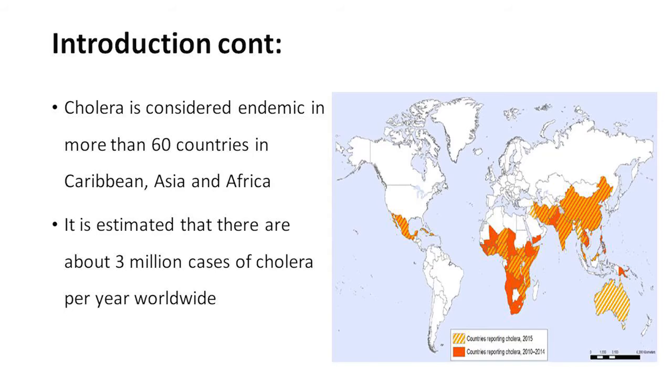But chromosome number 2 is the one responsible for the evolution of Vibrio cholerae because it has an integron island, which has the ability to accept mobile genetic elements from the environment so that Vibrio cholerae can adapt to its environment. But also, cholera is considered to be endemic in more than 60 countries in the Caribbean, Asia, and Africa. It is estimated that there are about 3 million cholera cases per year worldwide.